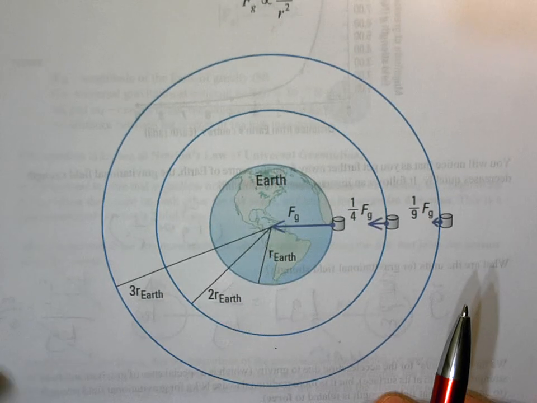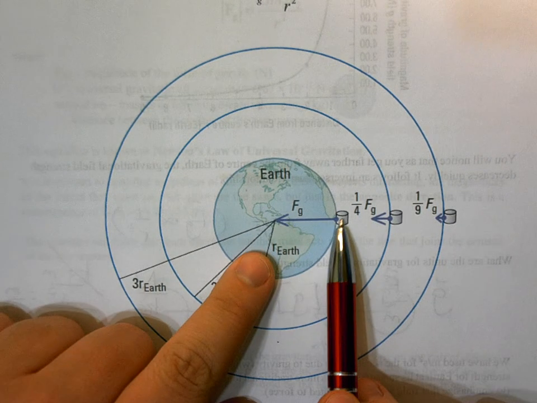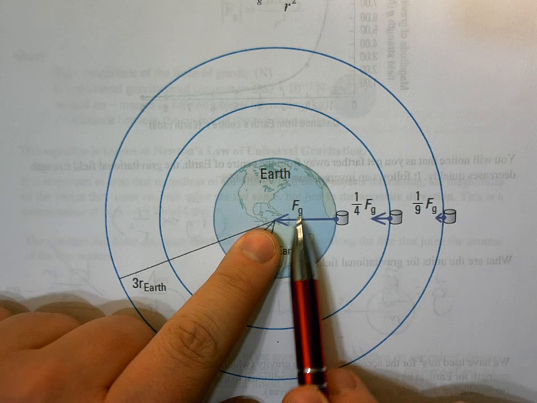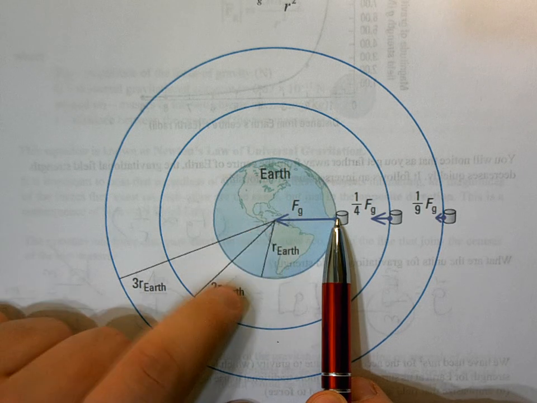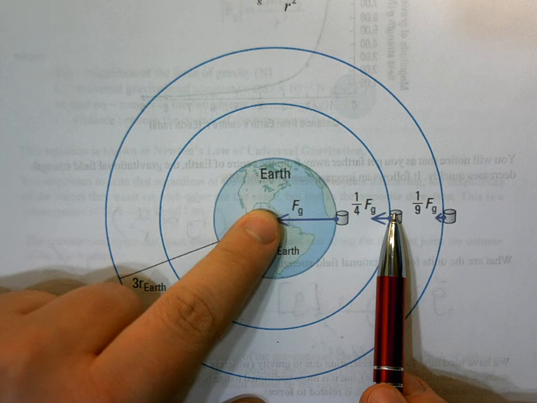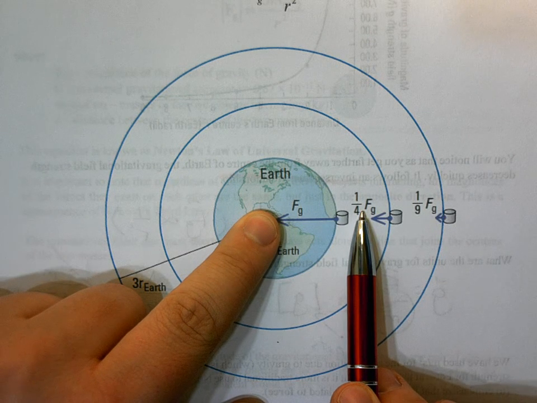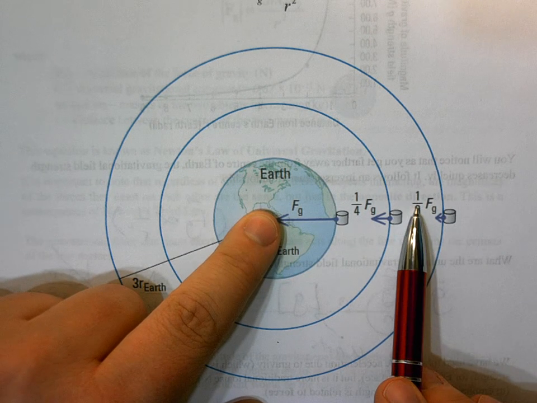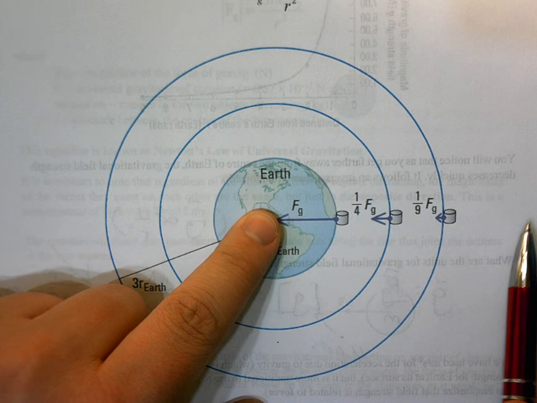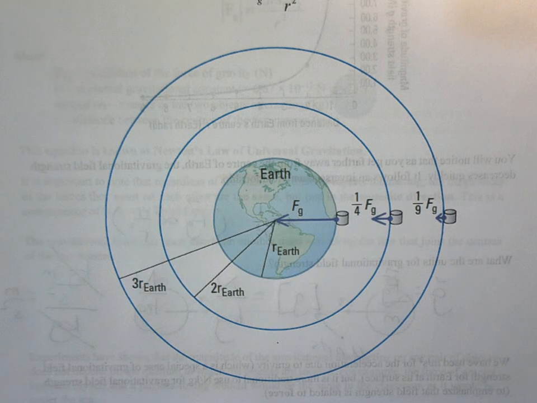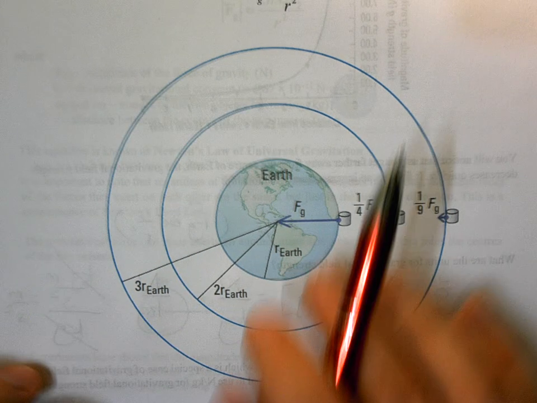We can kind of see that in our little diagram here. On Earth, we have this object, so it has a force of gravity Fg acting on it. If we move it to a distance of twice Earth's radii, the force is now a quarter. We move it to 3 Earth radii, it's now 1/9. We could keep going, and it'd be 1/16th, 1/25th, and so on. So this is just meant to show the inverse square characteristic of the force due to gravity.